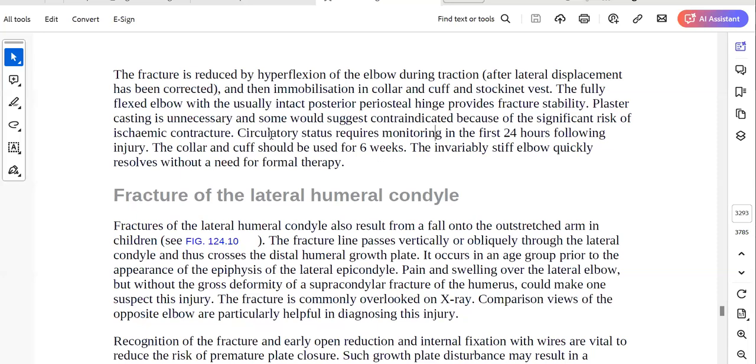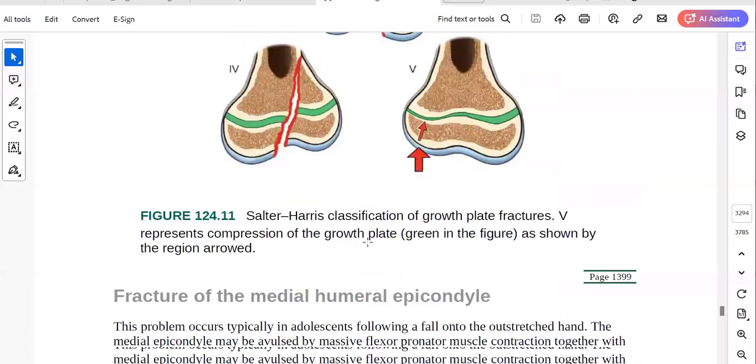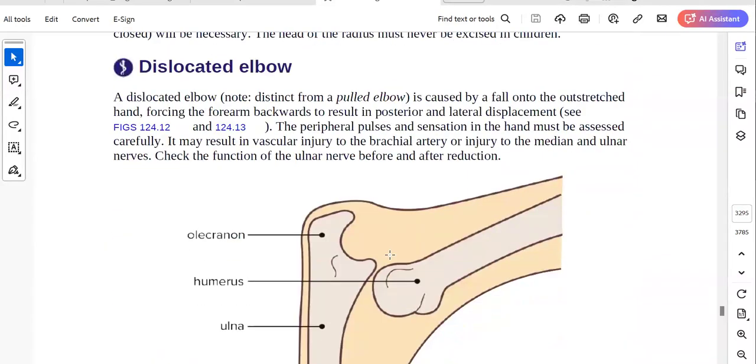If you are reducing and then putting the patient in a collar and cuff, you need to follow up the child almost every hour in the first 24 hours for any circulatory compromise. Especially you need to check the brachial pulse and radial pulse. And the collar and cuff should be used for 6 weeks. So that's the management of supracondylar fracture. Very important, comes in exam.